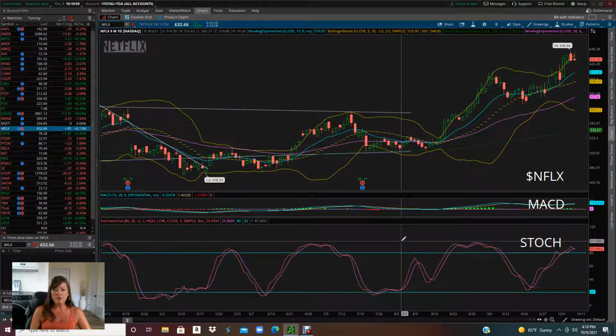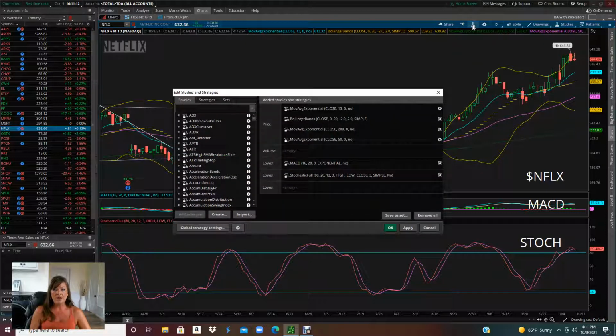First of all, I use the TD Ameritrade Thinkorswim app. I already have my stochastics on my chart, but if you go up here to this little beaker, this is your studies. This is where you can add your stochastics. Stochastics is usually called either stochastics full or stochastics slow. Mine's called stochastics full, and here are my parameters. Now, this is not the default parameters.